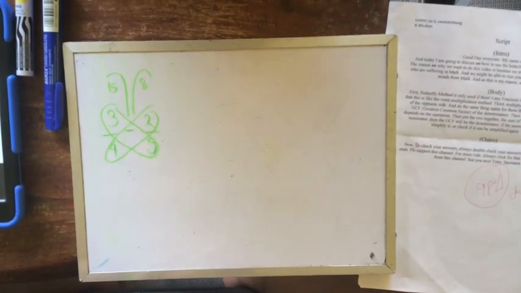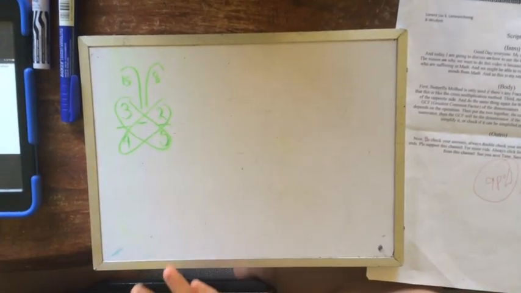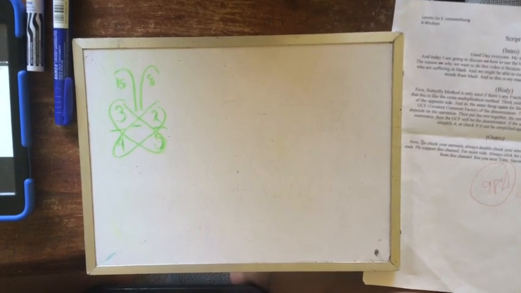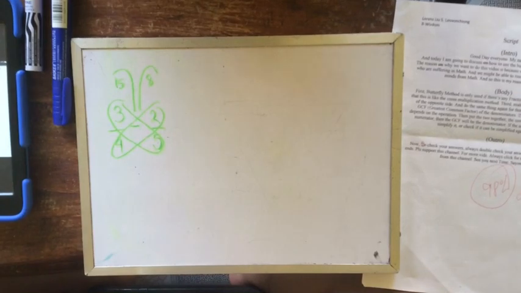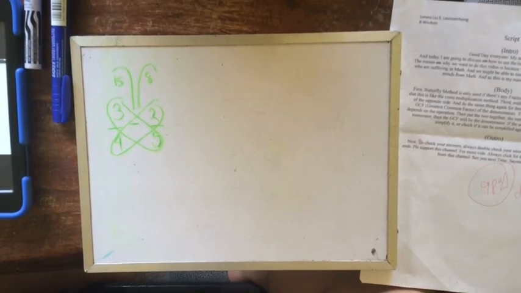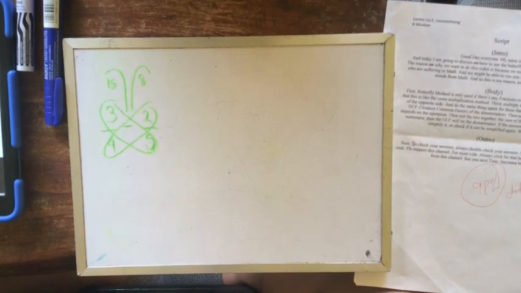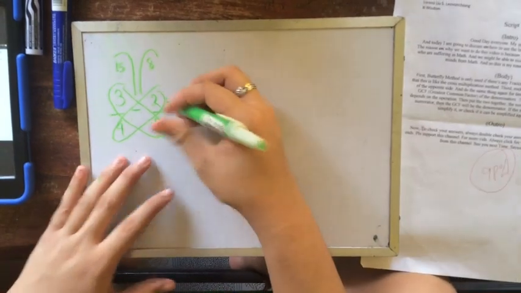Then the fourth step is to get the GCF, or the greatest common factor, of the denominators. Then add or subtract the products, depending on the operation. Then put the two together: the sum of the two products or the difference of the two products will be the numerator, and the GCF is going to be the denominator.